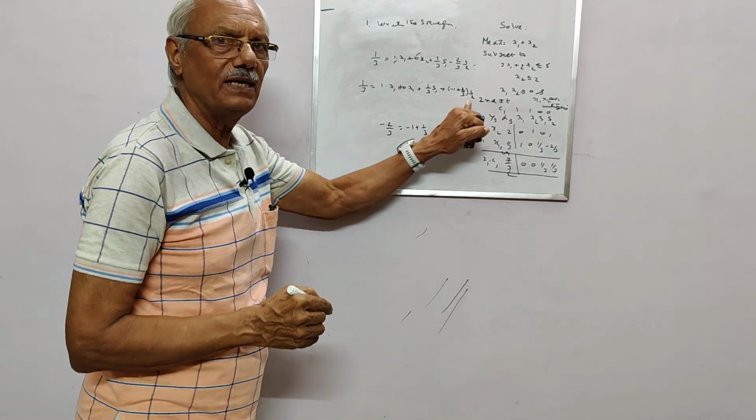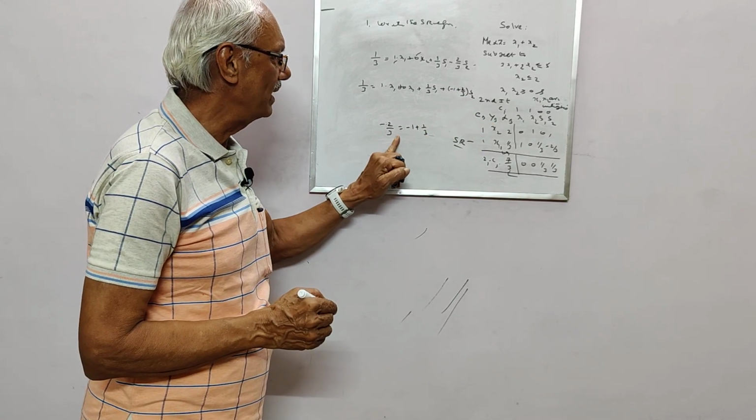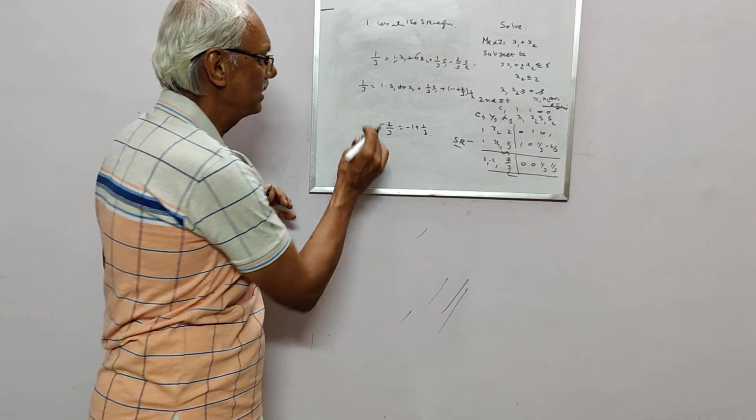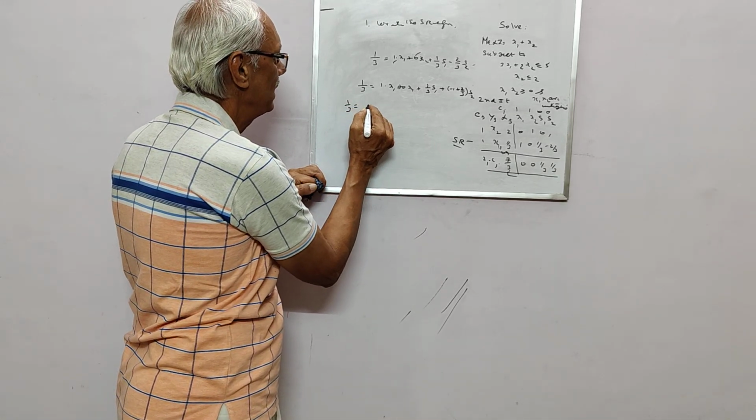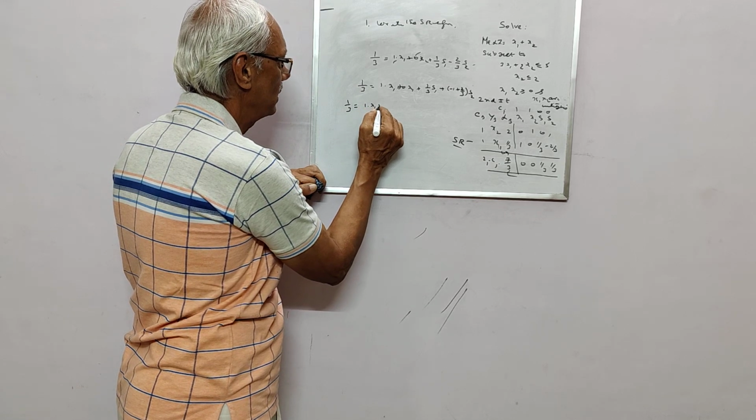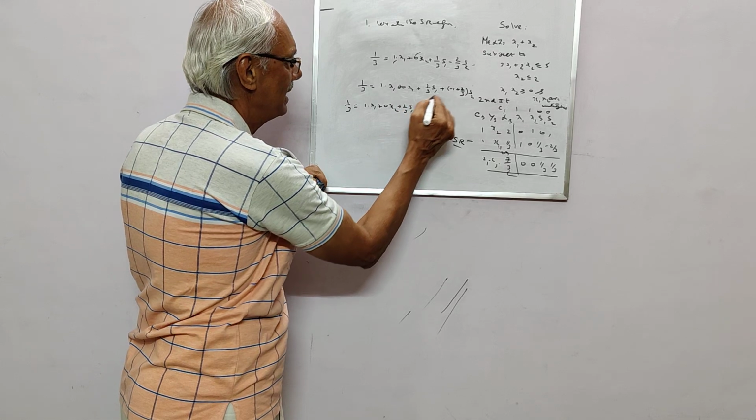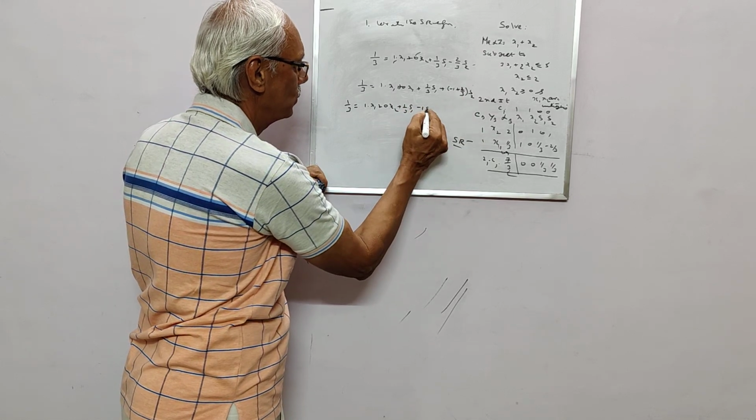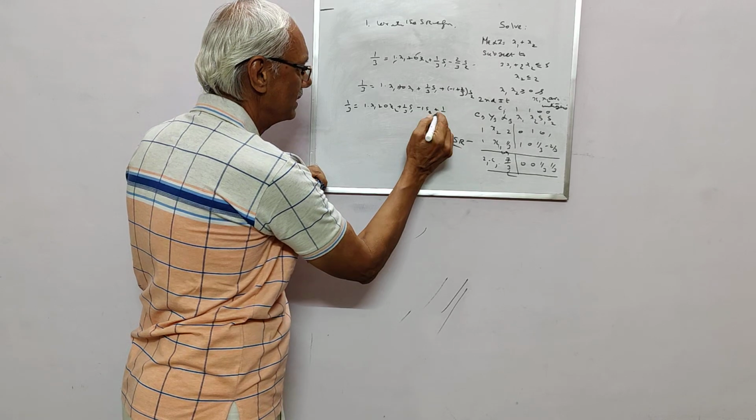Now you see that I have not altered anything. Here, instead of minus 2 by 3, I have written minus 1 plus 1 by 3. So what do you get here? Now you write all these things again: 1 by 3 is equal to 1 into x1 plus 0 into x2 plus 1 by 3 into s1, then minus 1 into s2 plus 1 by 3 into s2.